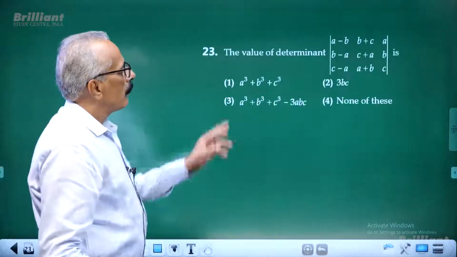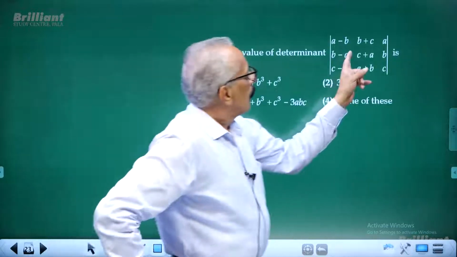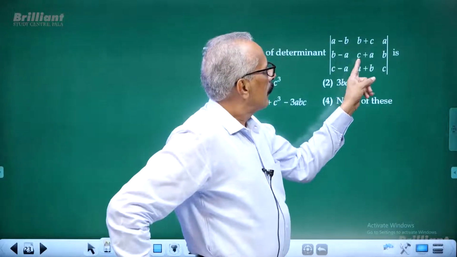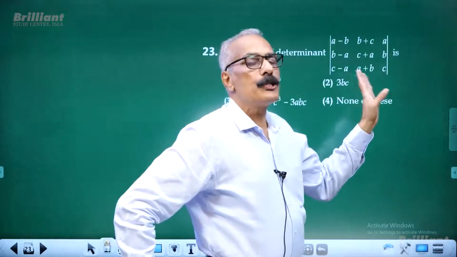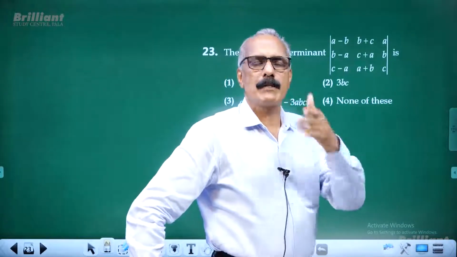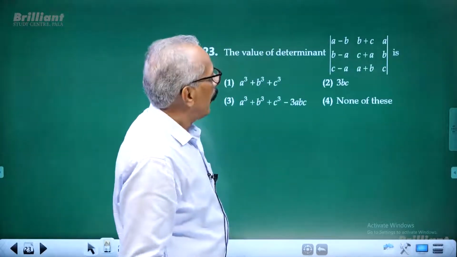On to the next. The value of the determinant is, we will have to calculate, B plus C and A is here. C plus A and B is here. A plus B and C is there. To C2, add C3. So you get A plus B plus C. So we will get A plus B plus C out. Correct?